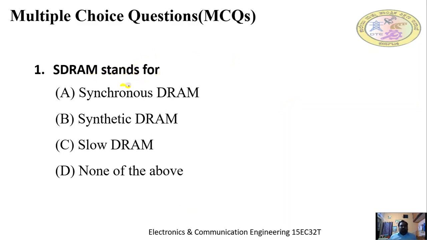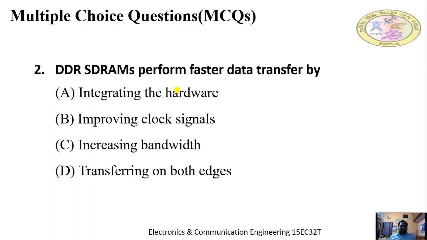It stands for option A, synchronous DRAM, option B, synthetic DRAM, option C, slow DRAM, and option D, none of the above. Obviously, the answer is synchronous DRAM. As the name itself indicates, whenever the DRAM operation is synchronized with the CPU clock signal, it is referred to as SDRAM, that is synchronous dynamic random access memory.